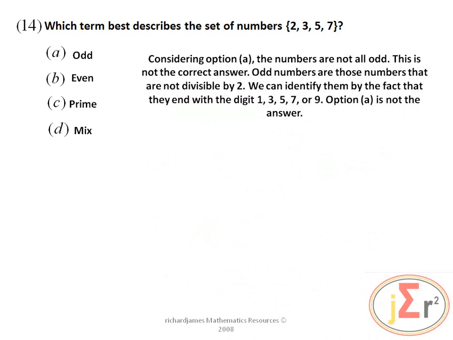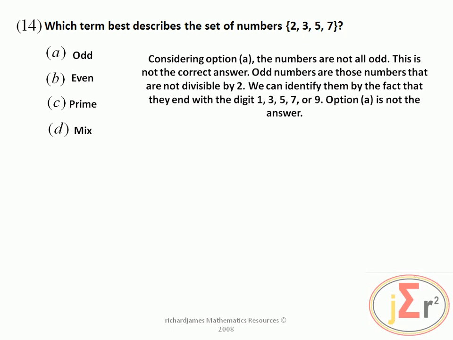So let us consider option A. The numbers are not all odd. That is what option A is saying, that the best term that describes the set of numbers is odd. But of course, we have a 2 there, and the 2 is an even number, so the numbers are not all odd.